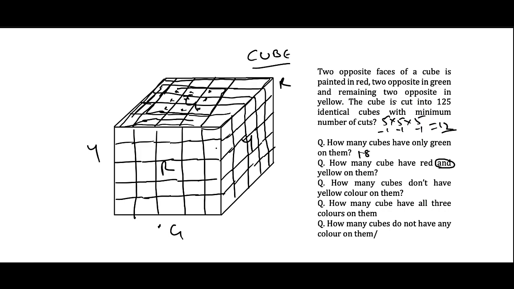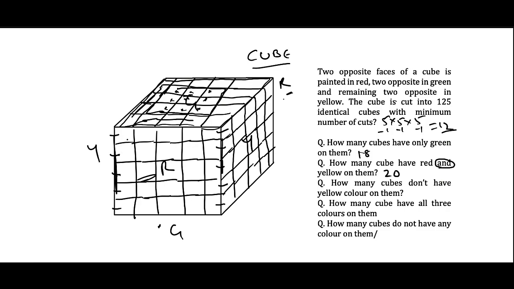So let's see, red and yellow we have 3 at the edges and 3 on this edge, but it does not say only, so we can consider the corners also. So we have 5 on both the edges, that is 10 on this side, and red is on the back side also, that means 10 on that side also. We'll be having 20 cubes.